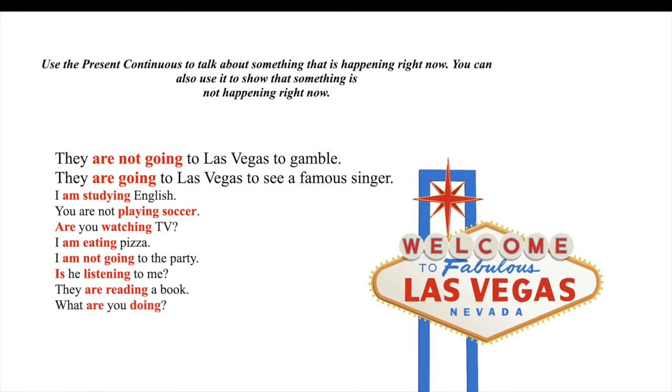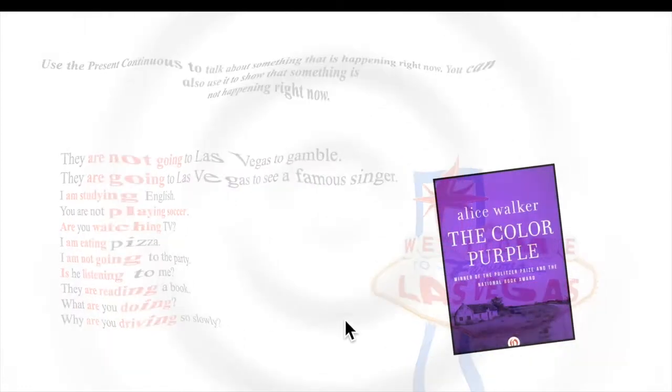What are you doing? And the answer to this one could be I am playing tennis, whichever. Why are you driving so slowly? We did these during our questions example a couple lessons back. Why questions probably will be answered with a because. Why are you driving so slowly? Because the road is very crowded.